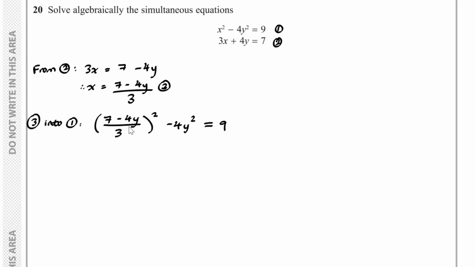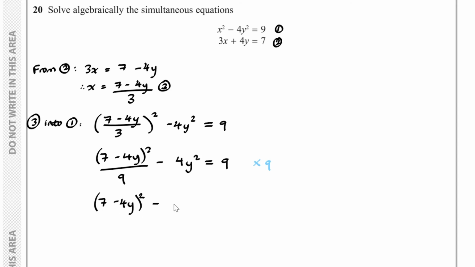So over here, (7 minus 4y over 3) squared, that's going to be the same as (7 minus 4y) all squared over 3 squared, that's 9. And then we subtract off 4y squared, and this is equal to 9. And if I multiply through by 9, we have (7 minus 4y) squared minus 36y squared, that's equal to 81.